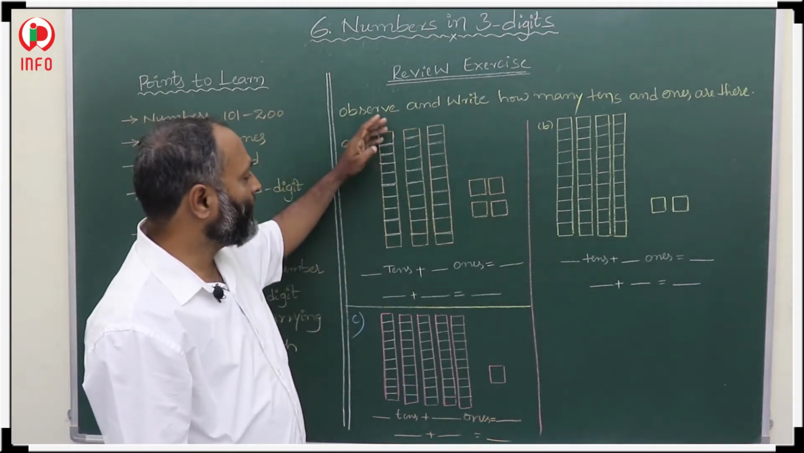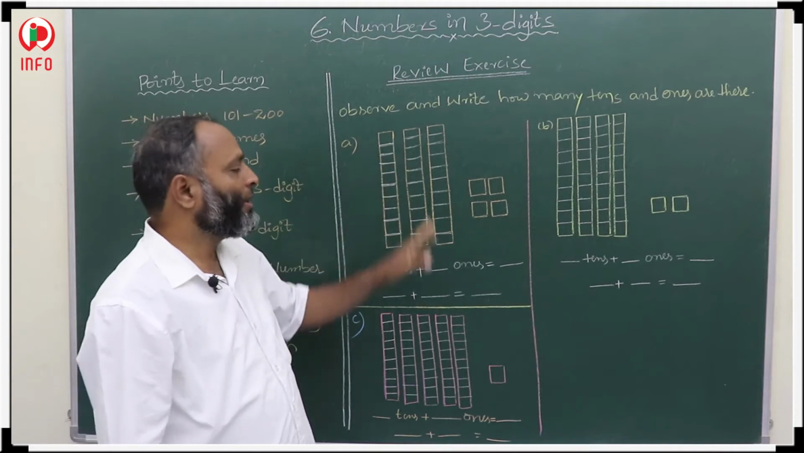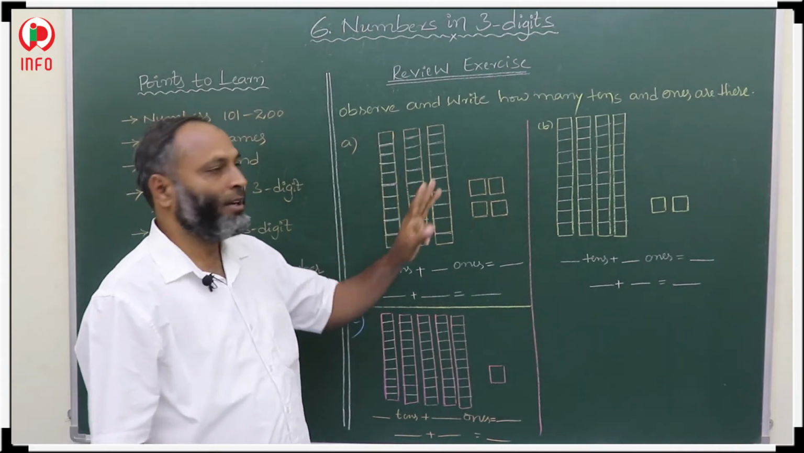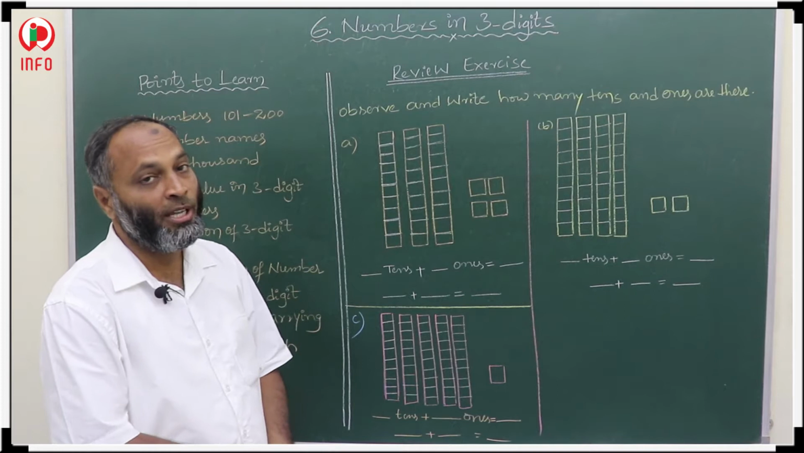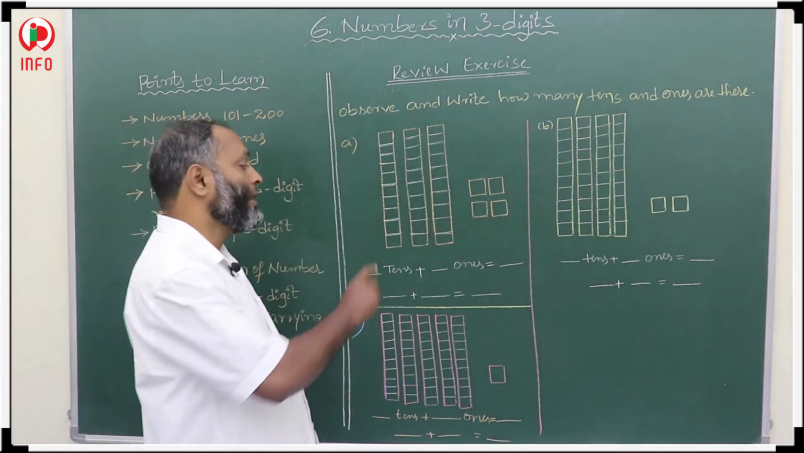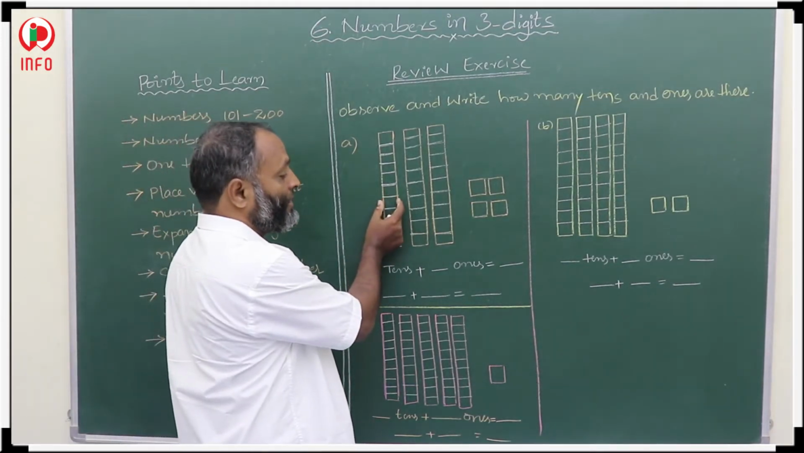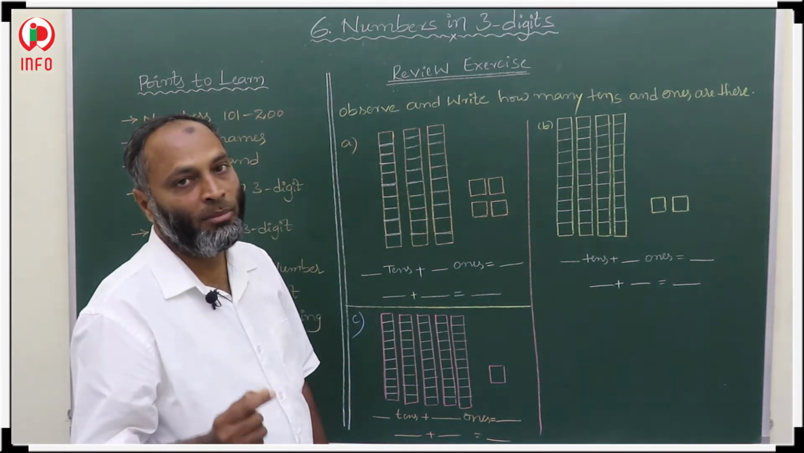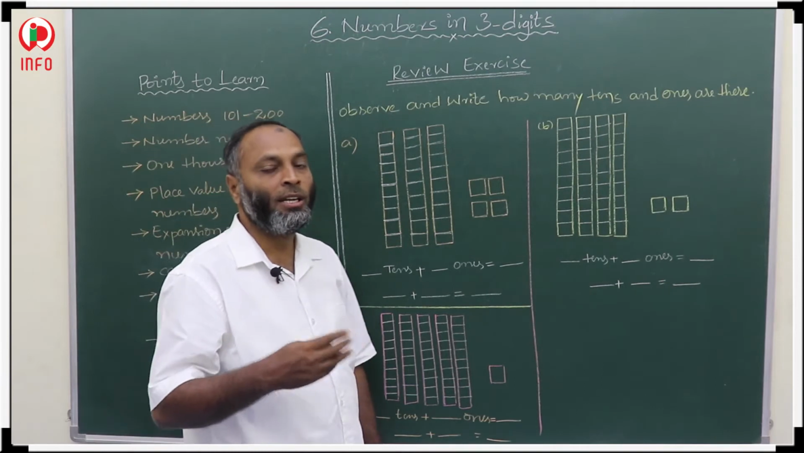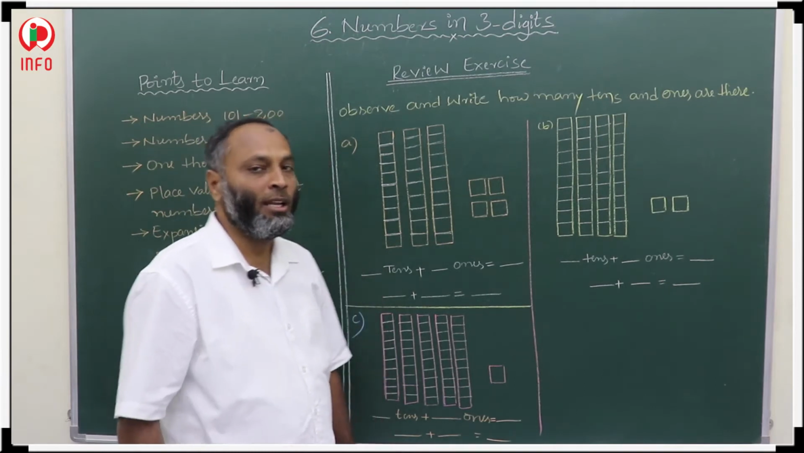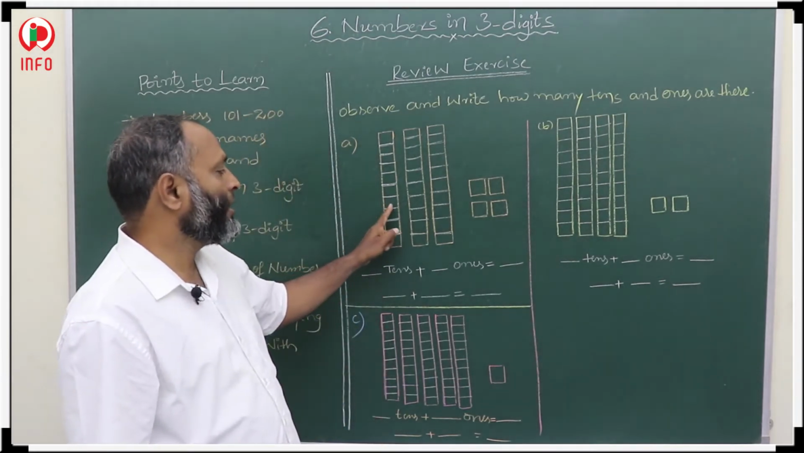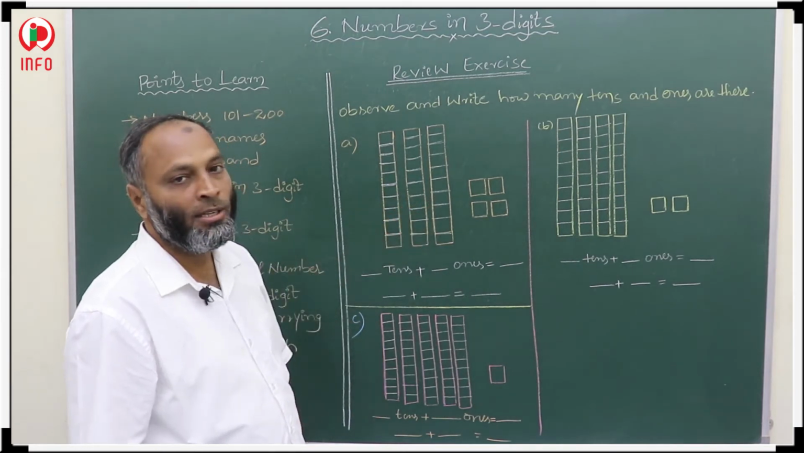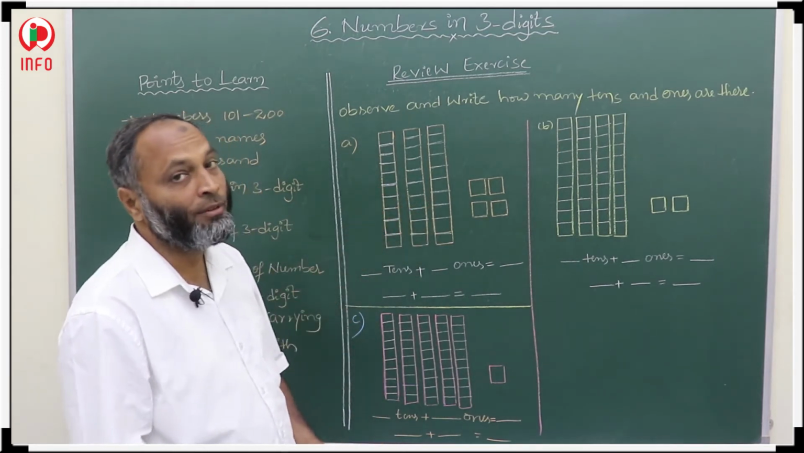How many tens? In 1 bar, 1 ten is there. In 2 bars we have 2 tens. In 3 bars we have 3 tens. Then total how many tens? First we have to observe. Here 3 bars are there: first, second and third. In each bar, how many cubes are we keeping vertically? 10 cubes. So then how many tens? 1 2 3. After observation, we have to write.